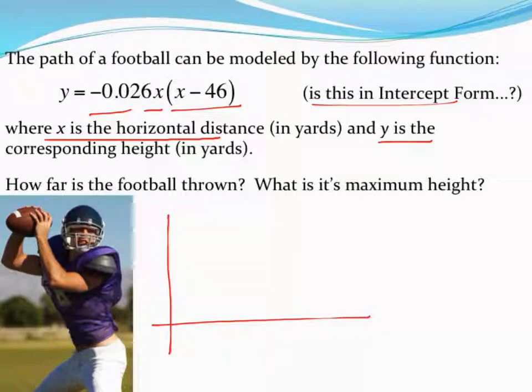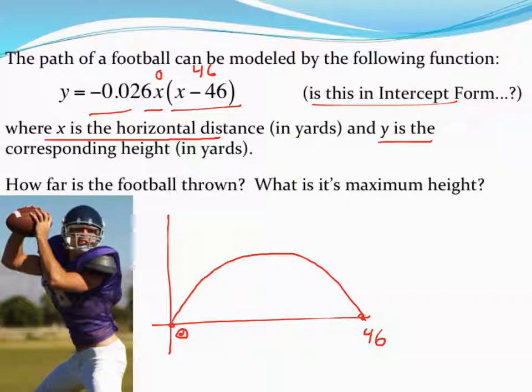So my two x-intercepts, one of them is going to be at 0. That's that x by itself. The other x-intercept is going to be at 46. So I've got a football that's starting from 0 on the ground. So maybe I'm not throwing it, maybe I'm punting it. And then it's landing on the ground at 46 yards. So if I kind of sketch that in, that's going to be the path that the football takes.